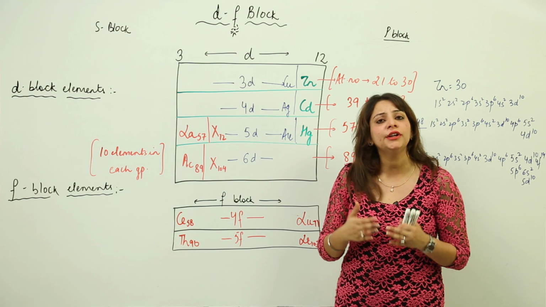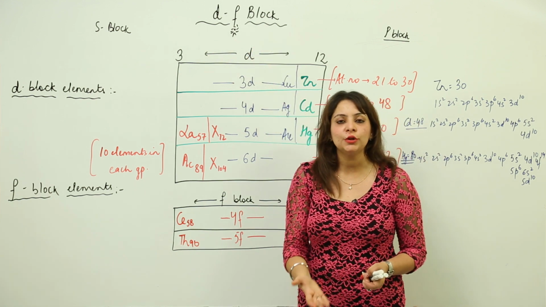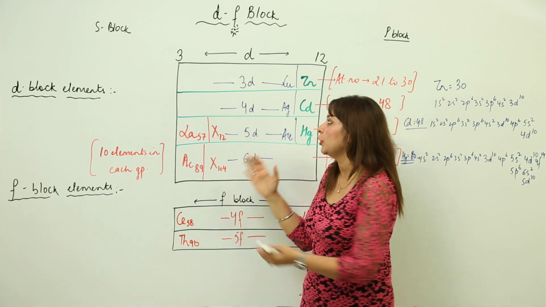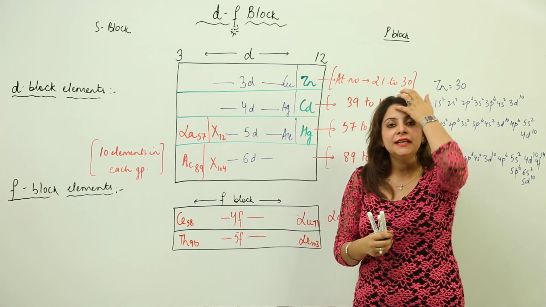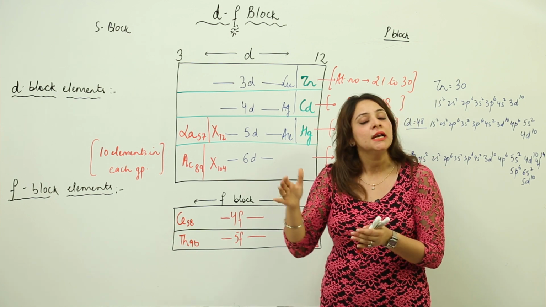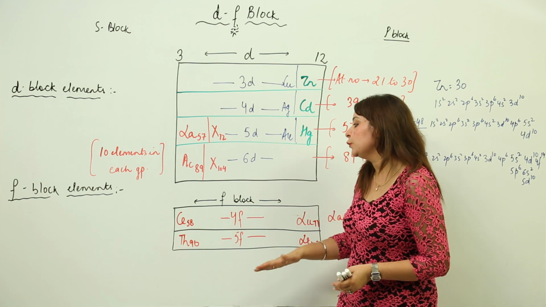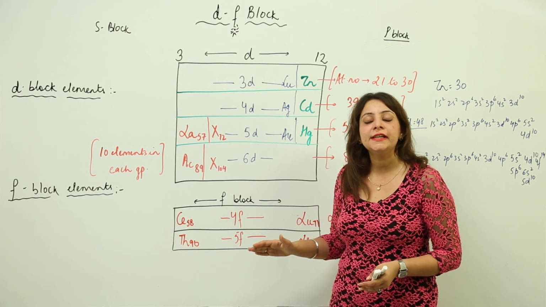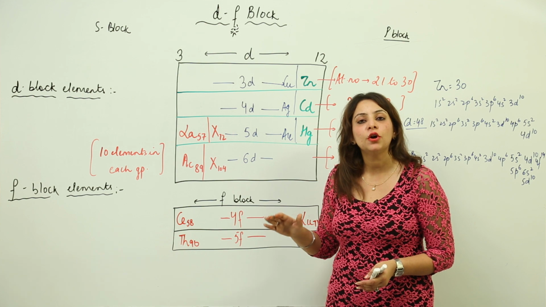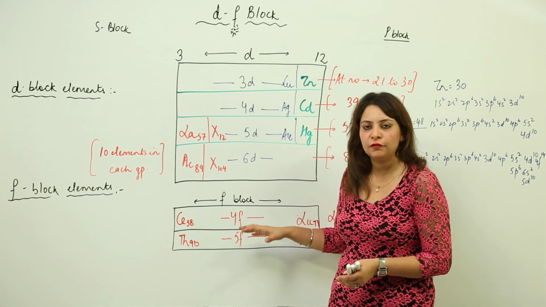So now today we are going to start with the D and F block. As I told you, if we are talking about D block, that means the last valence shell electron enters the D orbital. That is why it is a member of D block. And for the elements which belong to F block, their last electron enters the F orbital. That is why they are members of F block.